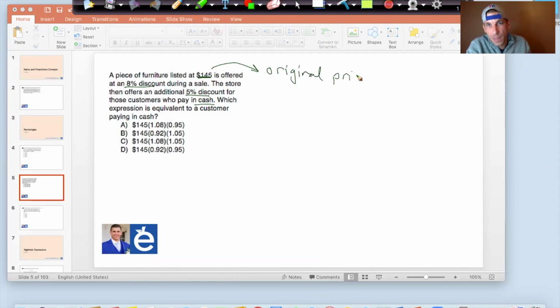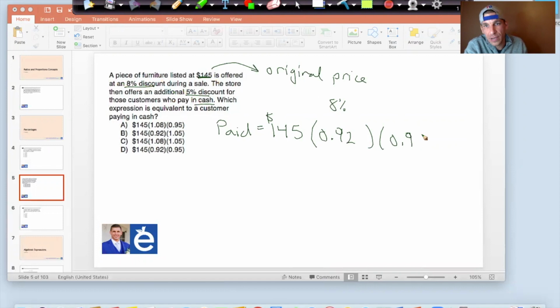Okay. And then it says here, which of the expressions is equivalent to a customer paying in cash? So they want to know what is the paid. So the paid in this instance, if I'm setting it up appropriately, is going to be $145 times my first discount, which is an 8% discount. So I have 0.92, right? This is assuming I have my 8% discount, and then times my second discount, which is going to be 0.95, right? So this is to account for my second discount.